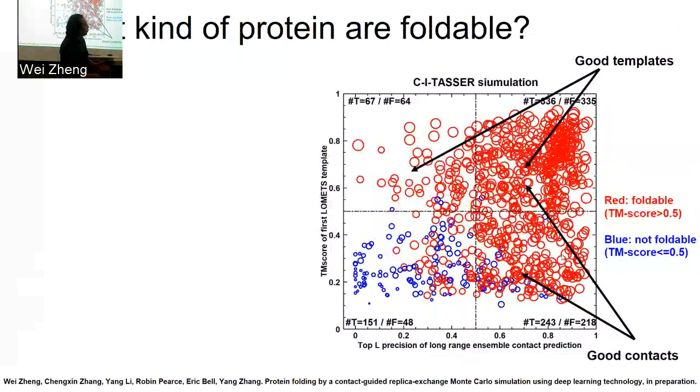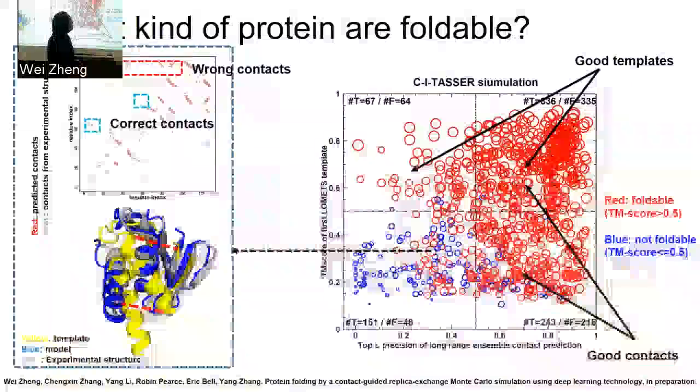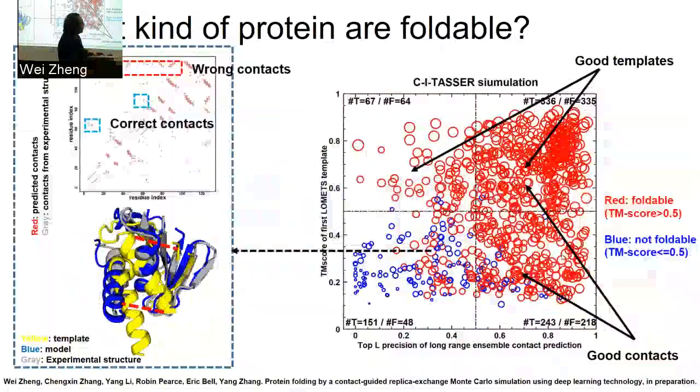The protein is foldable. But very interesting is in this subregion, neither do you have good contact nor a good template, but still about 30% of proteins are foldable in this subregion. So we use this case to highlight why some proteins are still foldable in this subregion. When we check the contact map, the green point is the contact from the experimental structure, and the red point means the predicted contact. If these two points overlap, that means a correct prediction. Otherwise, it is a wrong contact.